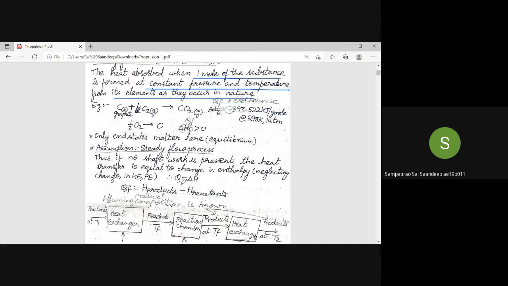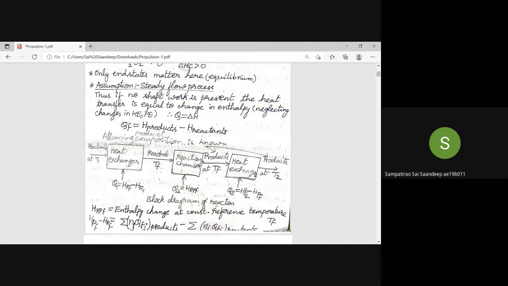And then another assumption involved is a steady state process. Because this is in steady state, we can say that if no shaft work is present, the heat transfer is equal to the change in enthalpy, obviously if we ignore the changes in the kinetic and potential energies. So this Q is equal to delta H. Or I can write heat of formation is equal to heat of products minus heat of reactants.